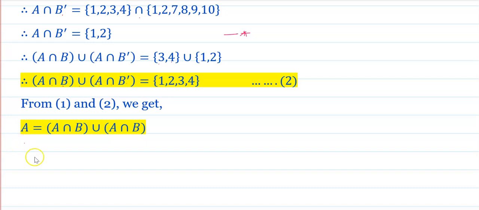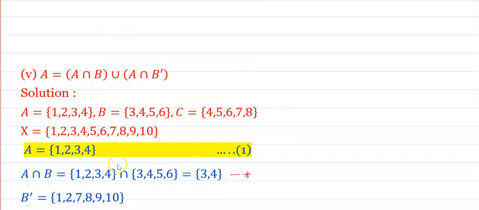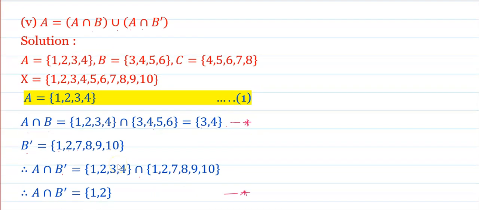It's clear that A is equal to A intersection B union A intersection B complement. Here is a complement set. Okay. You can see this here.